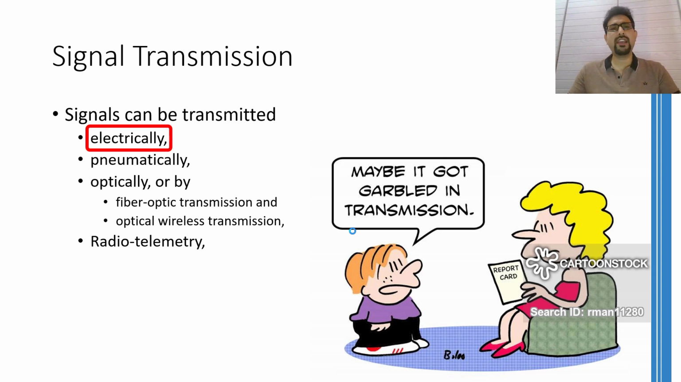The first one is the electrical transmission of signal. This method utilizes the flow of electrons, or in other words, you can say voltage or currents, to relay the information from the sensor to the attached signal processing units and the control units.